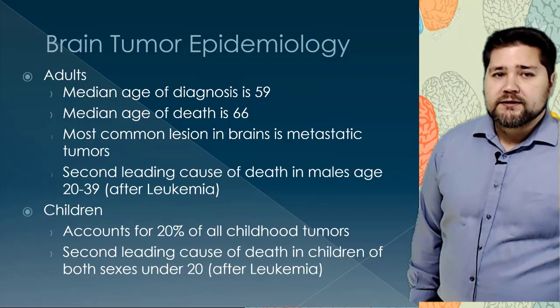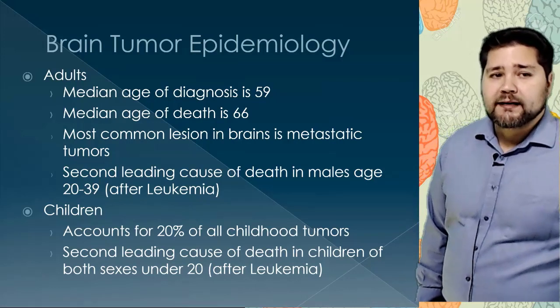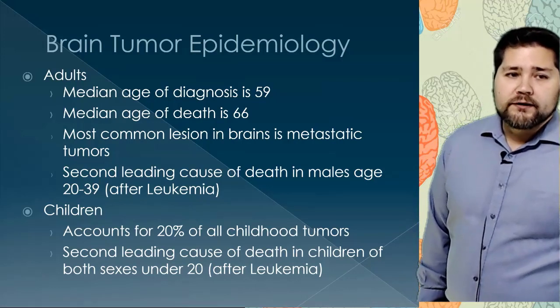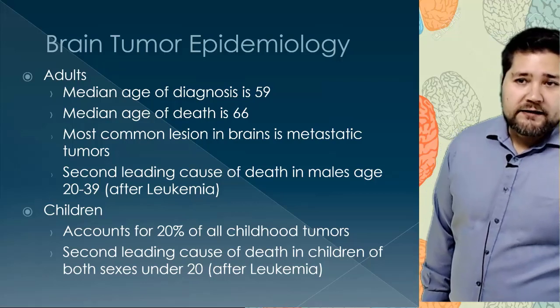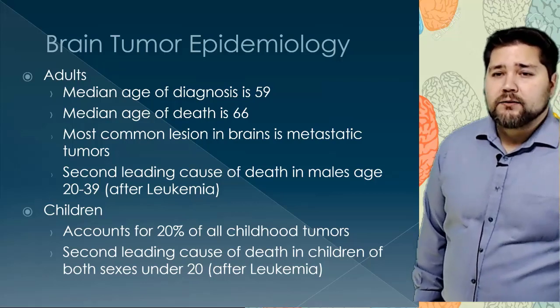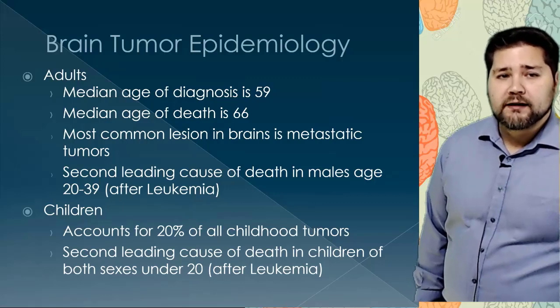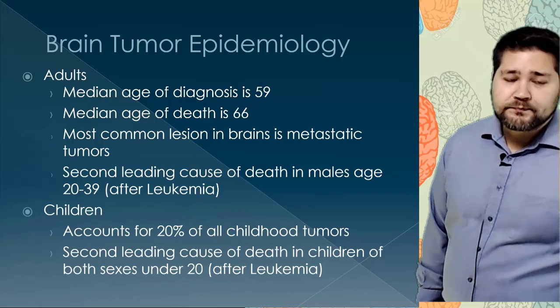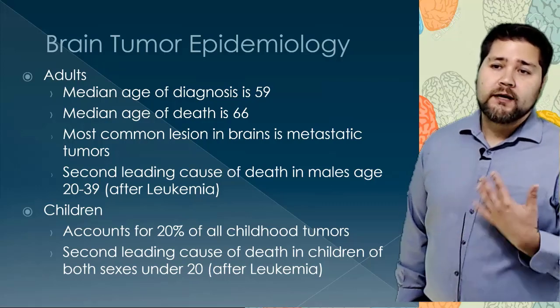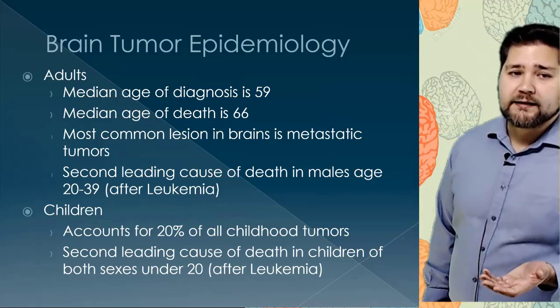Median age of diagnosis and death is 59 and 66 respectively. This is in older adults, or I should say middle-aged adults. It's the second leading cause of deaths for males, and that's only second after leukemia. And one thing to point out is actually the most common brain tumor, we're not talking primary brain tumor, the most common brain tumor is actually metastatic disease.